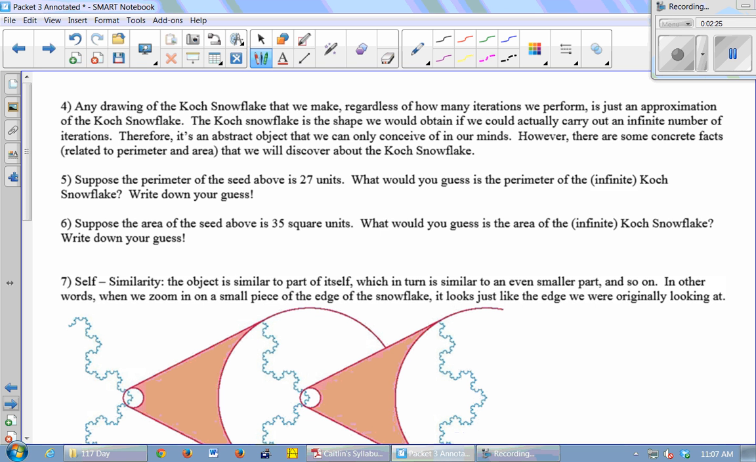The Koch snowflake is the shape that we would obtain if we could actually carry out an infinite number of iterations. So it's an abstract object. You can never actually create the Koch snowflake because it only exists if you could do this for infinity. We can only conceive of it in our minds. We can't ever actually build it, but there are still some concrete facts that we can know about the Koch snowflake related to its perimeter and its area.